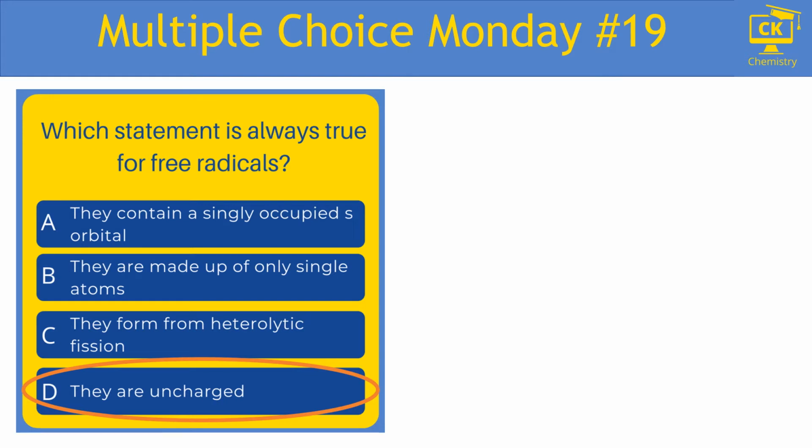Let's have a look at why the other three are not true, and always note when a question says always true for free radicals that it could mean that it's sometimes true but not always. And that would be the case for A. So we should know that a radical is a species, and we'll come back to that word species in a moment, with an unpaired electron.